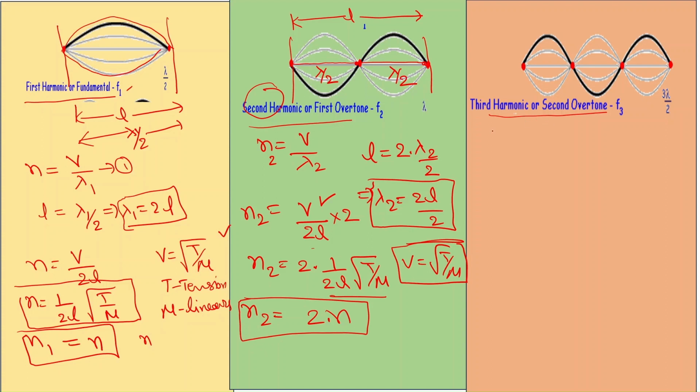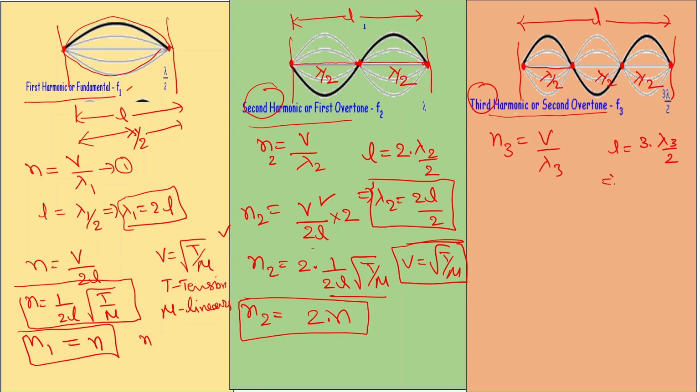Now coming to the third harmonic, n3 is equal to V by lambda 3. This also contains the L length of the string, and it creates a pattern from here to here. That means from here to here it is 1 lambda by 2, here to here 1 lambda by 2, here to here 1 lambda by 2. Therefore totally 3 lambda by 2. Therefore L is equal to 3 lambda by 2, but lambda here I considered as third harmonic, so it is lambda 3. This implies lambda 3 is equal to 2L by 3.